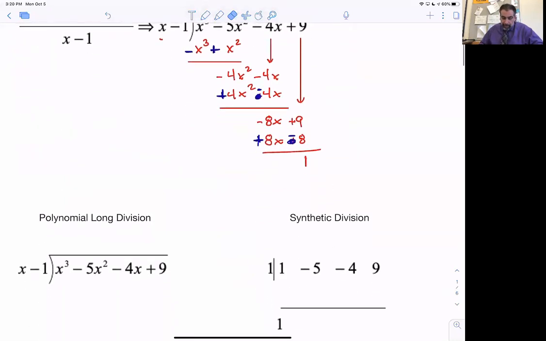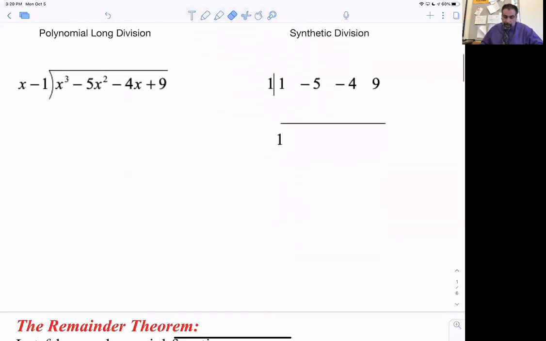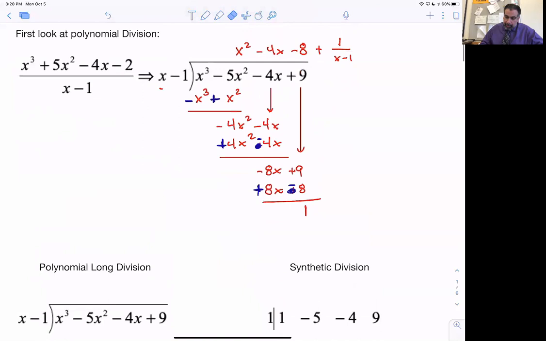So moving down, here we go. We just looked at polynomial long division and got the answer for this first one. And again, I'll just copy that answer down so we have it. So here we go. Let's copy that.